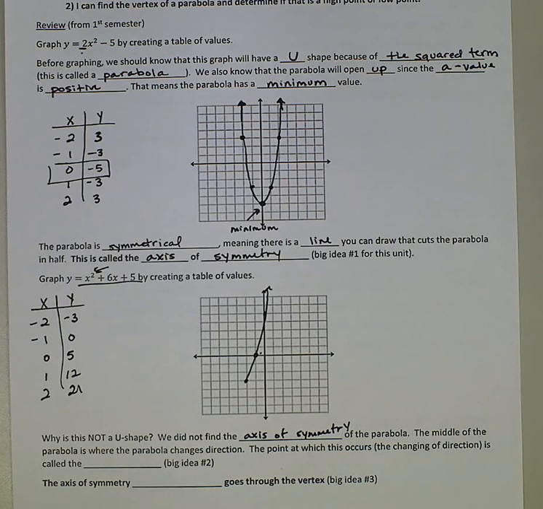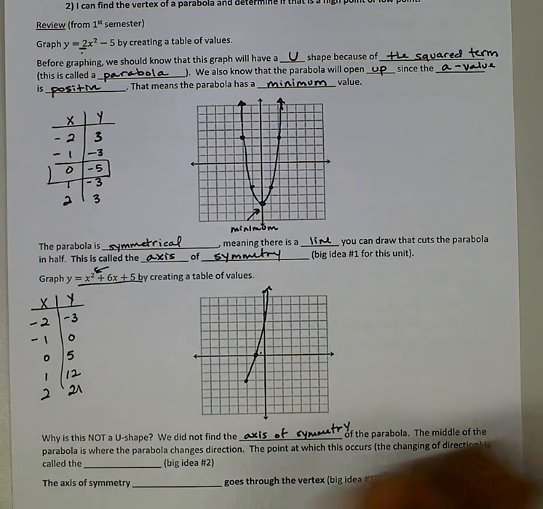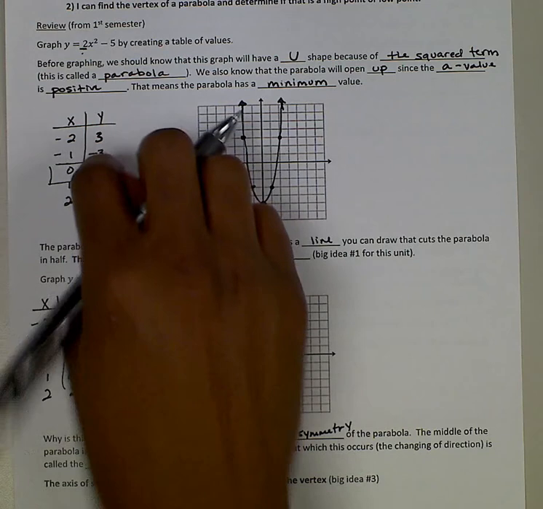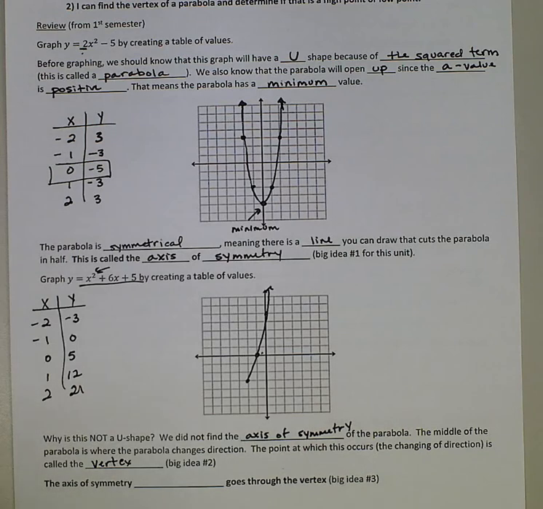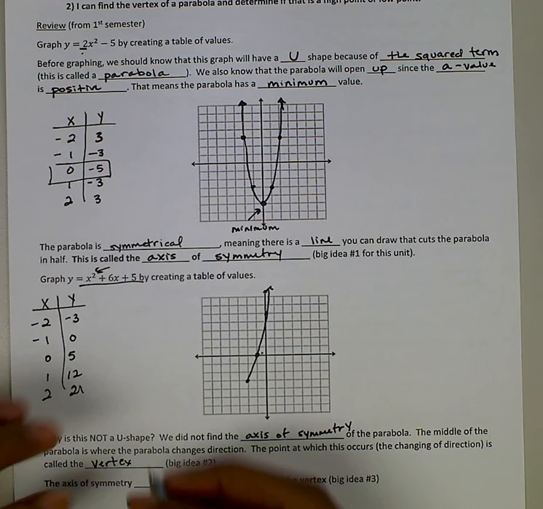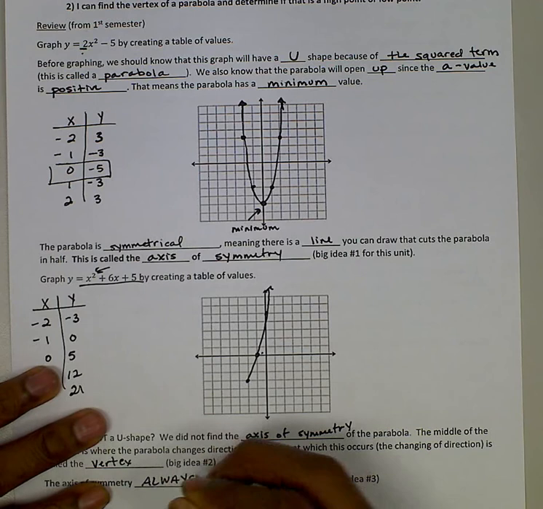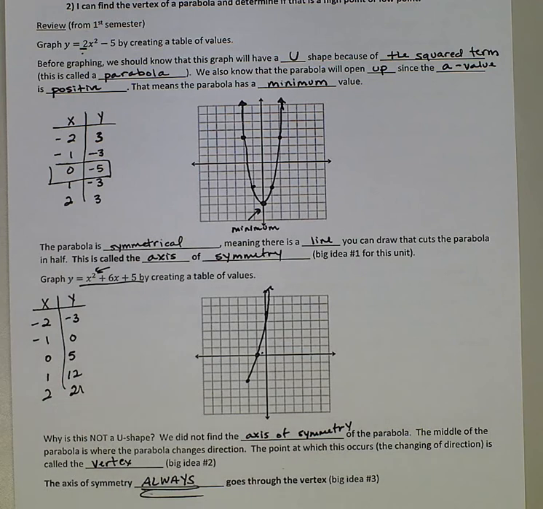The middle of the parabola is where the parabola changes directions. That point at which that occurs is called the vertex. And the vertex is the x and the y. The axis of symmetry always goes through the vertex, so you have to find the axis of symmetry in order to find the vertex.